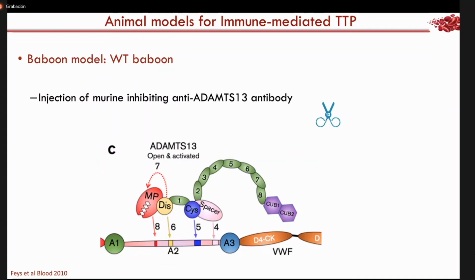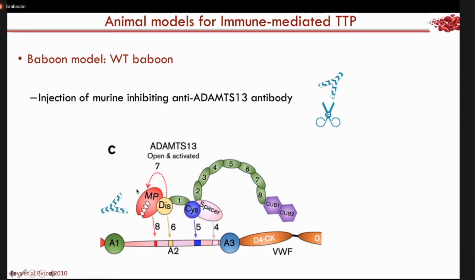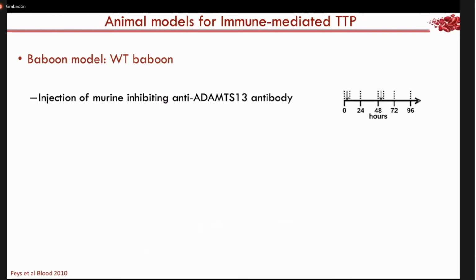Of course, we cannot make a knockout baboon. So the only thing we could do is make an immune-mediated TTP model in baboons. And how did we do that? We did that by injecting in a baboon a monoclonal antibody that is directed against the active site in the metalloprotease domain. When you do that, you block the active site of the enzyme. The enzyme is deficient. So we actually have an immune-mediated TTP model. We injected the baboons two times with the antibody. These are the black arrows, day 0 and day 48.